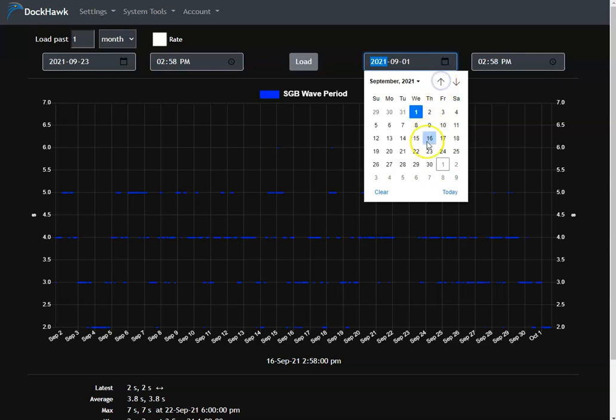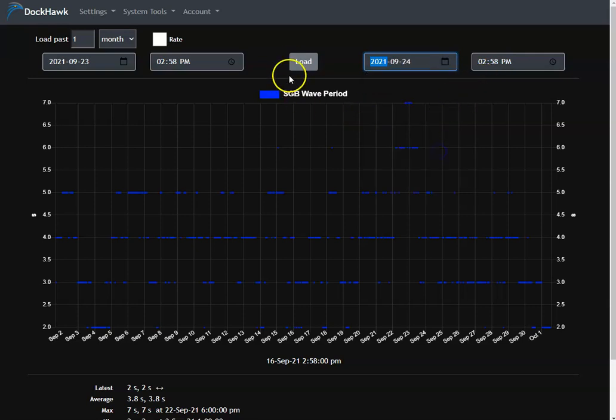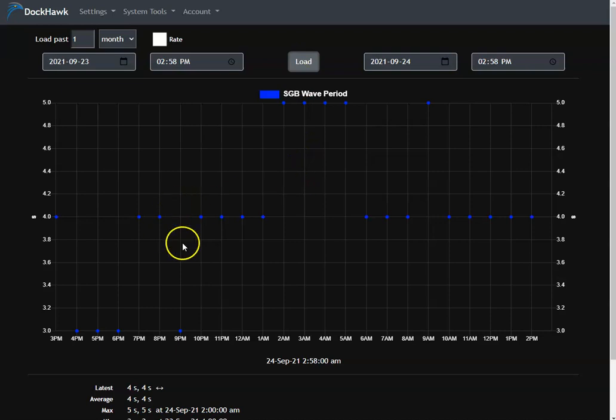I'll go back up here. So I can now load that data, and you can see now I've just got the data for that day. So you can load information by date and calendar as well. You'll notice that at 3 in the morning, the wave period was 5 seconds, which is quite high. If we looked at the full amount, that's one of the higher waves.